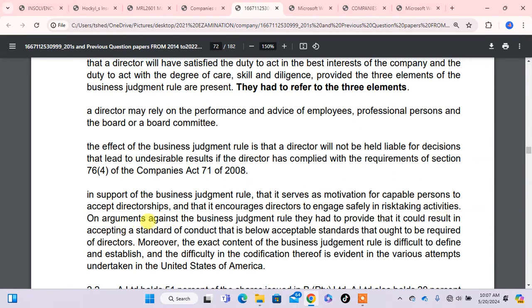On arguments against the business judgment rule, they had to provide that it could result in accepting a standard of conduct that is below the acceptable standards that ought to be required of directors. Moreover, the exact content of the business judgment rule is difficult to define and establish, and the difficulty in the codification thereof is evident in the various attempts undertaken even in the United States of America. Right?